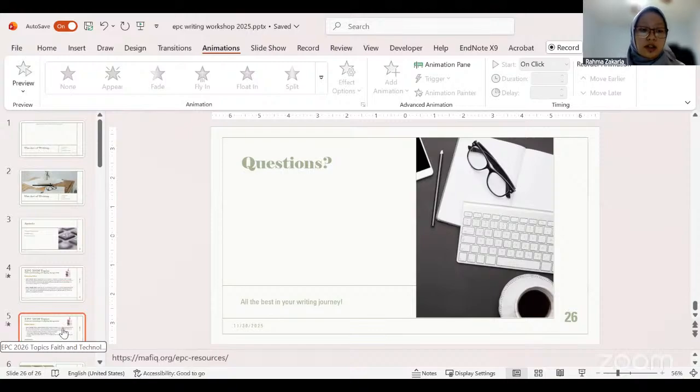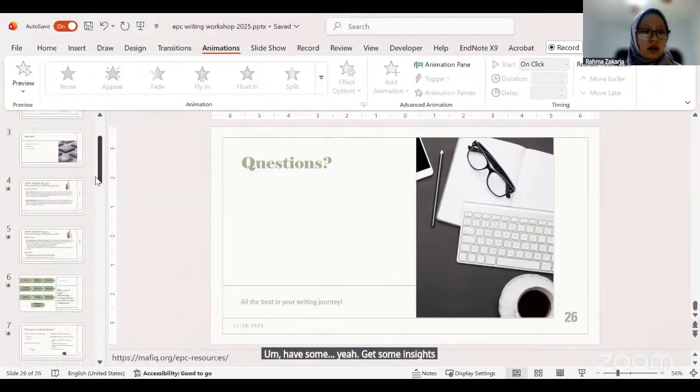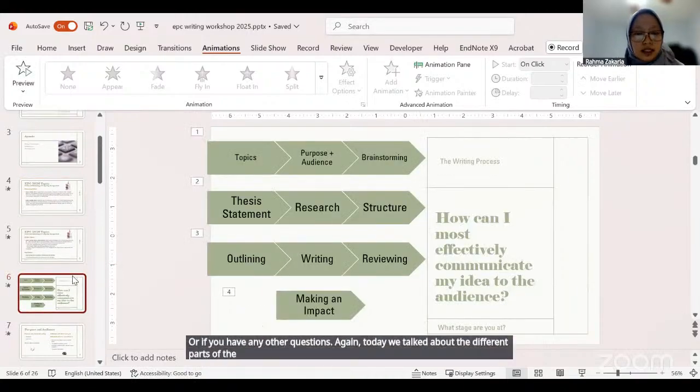If anyone has already started writing and you have a thesis statement, if you want to share it in a private chat, you might be able to get some insights about that, or if you have any other questions. Again, today we talked about the different parts of the writing process.